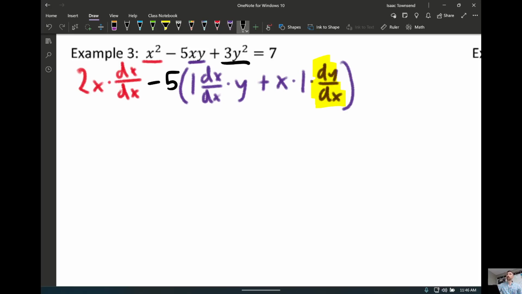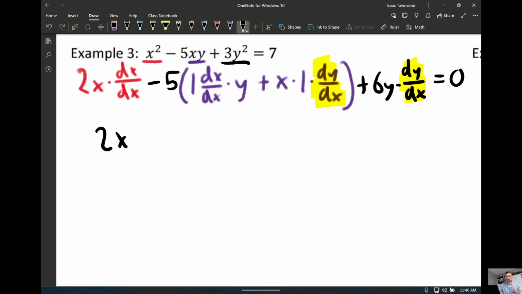Okay, what about this one? 3y squared, its derivative would become what? 6y. And the dy over dx. And you can't just take the derivative of the left side without taking the derivative of the right side. Derivative of 7 is 0. Again, this is kind of messy, and I'm not going to make you do these past this side of this worksheet. And dx over dx is like 1.